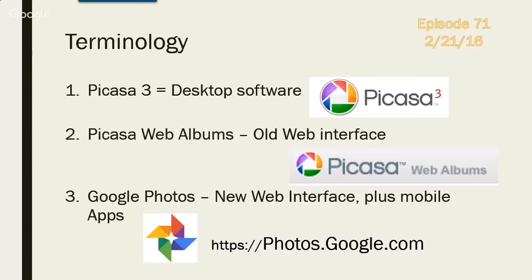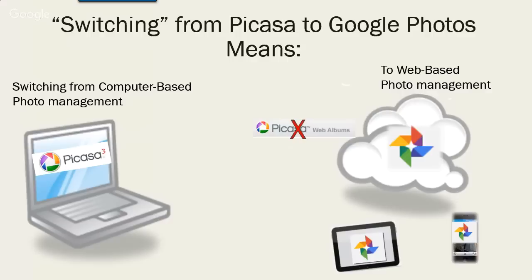So terminology. People say Picasa, they might be meaning either of two things. So I'm going to try to be a bit of a terminology Nazi here today, and if anybody says the word Picasa, I'm going to make you say Picasa 3 for the desktop software, or Picasa web albums for the web interface to your pictures. Then there's Google Photos, that is the new interface to the web photos, and the way you get there is on the web, photos.google.com, instead of picasaweb.google.com.